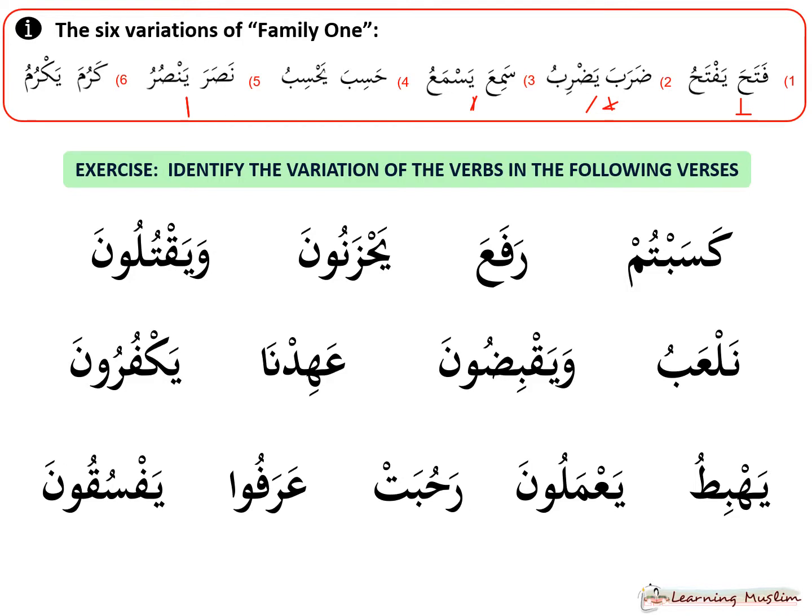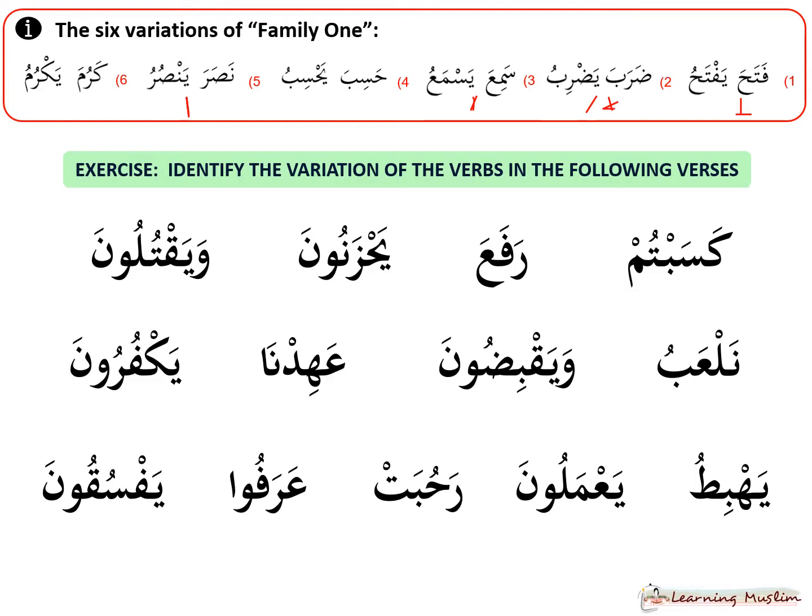Next one, arafa. So arafa is the past tense, so it will be either fataha yaftahu, daraba yadribu, or nasara yansuru. In the dictionary it says عرف يعرف, so it would be ضرب يضرب. يفسقون can either be نصر ينصر or كرم يكرم. In the dictionary it says فسق يفسق, so it's on bab نصر ينصر.